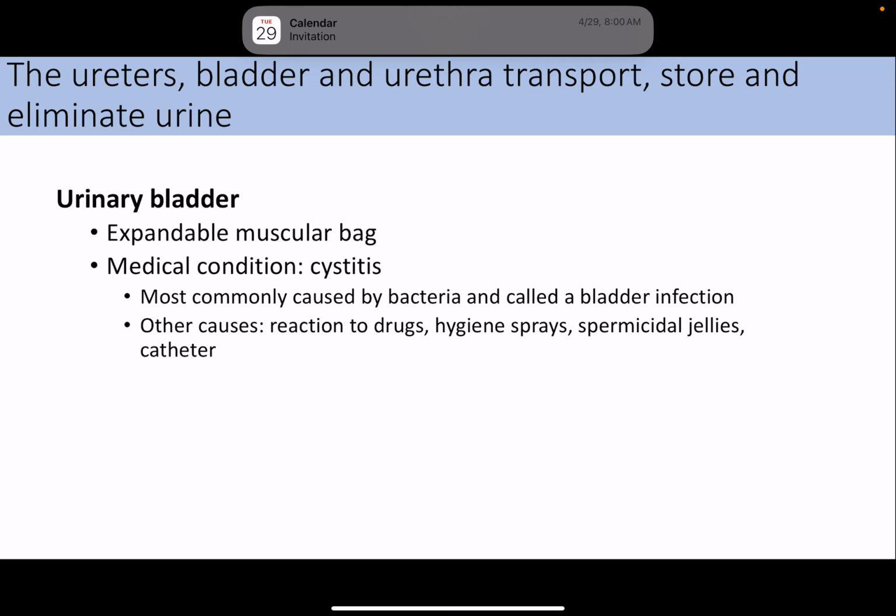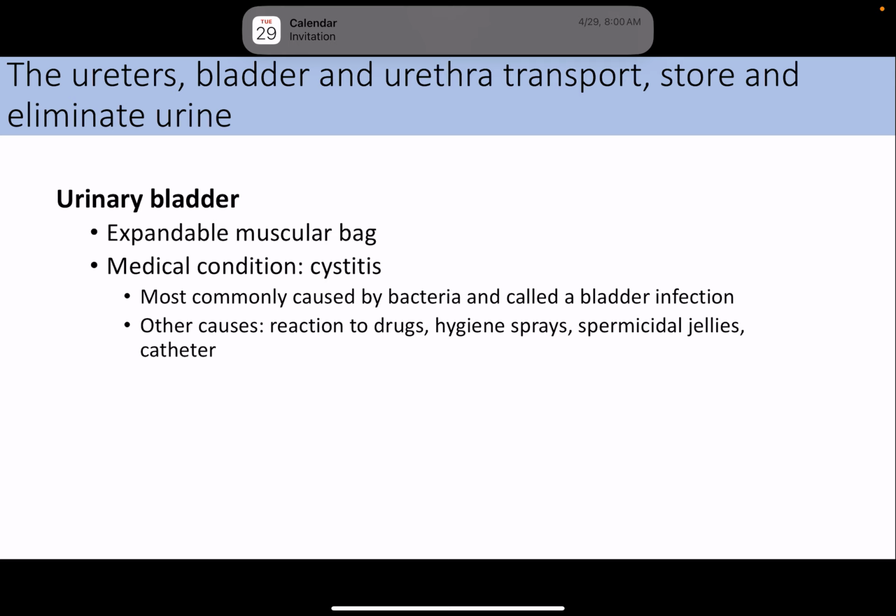All right, your urinary bladder. This is an expandable muscular bag. It is expandable due to accordion-like folds within it that we see in another organ. What do you think those are called? Rugae. So you're going to have rugae in your urinary bladder as well. Where's the other organ that we have the rugae in? Stomach. Okay.